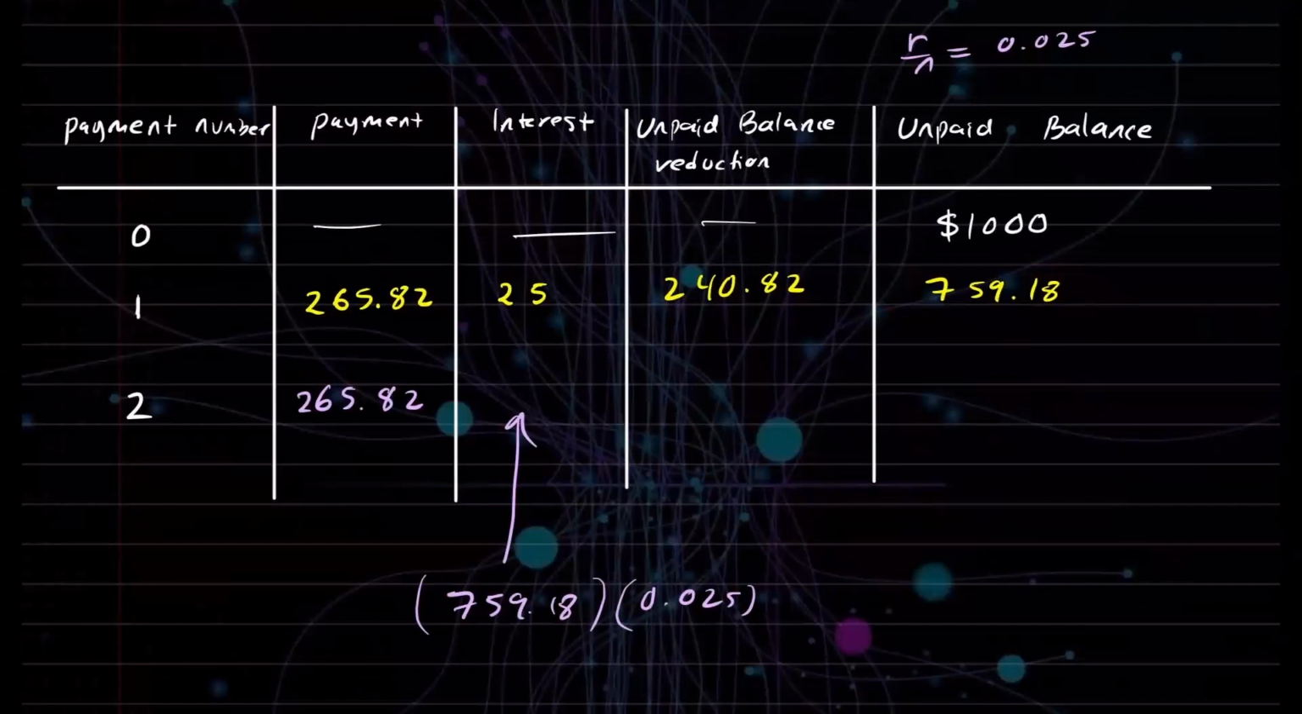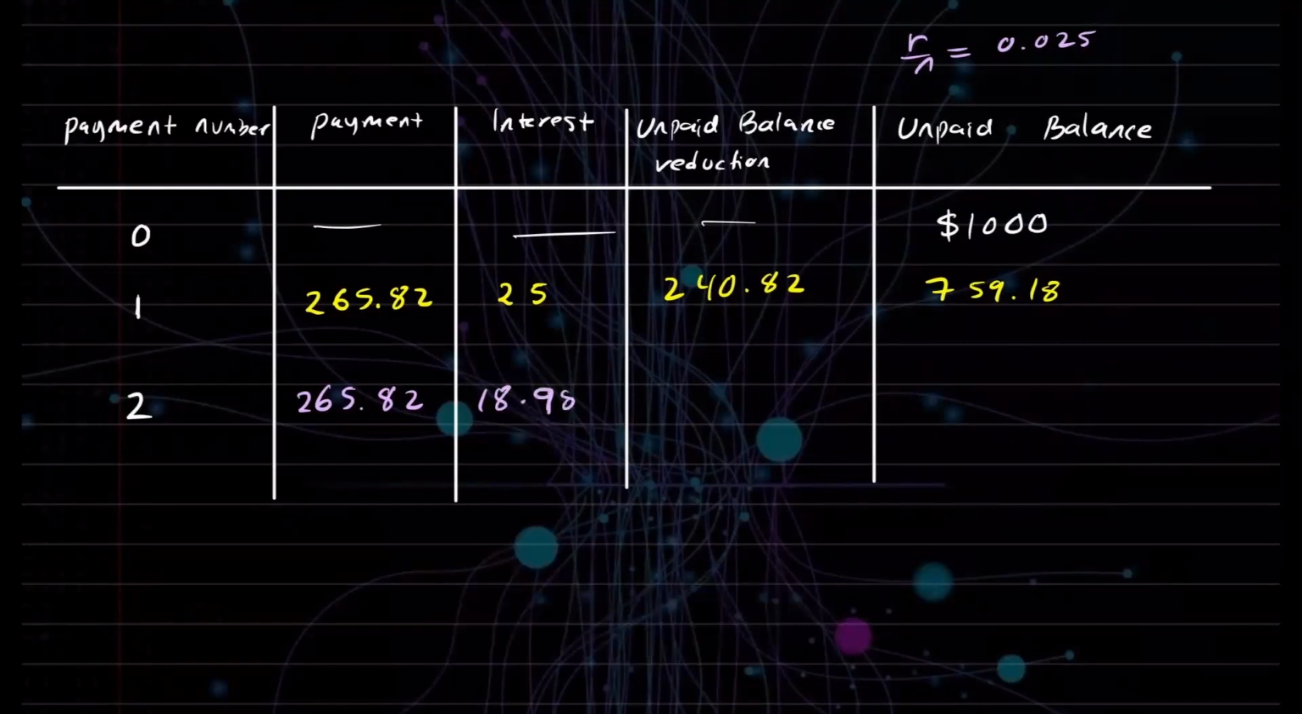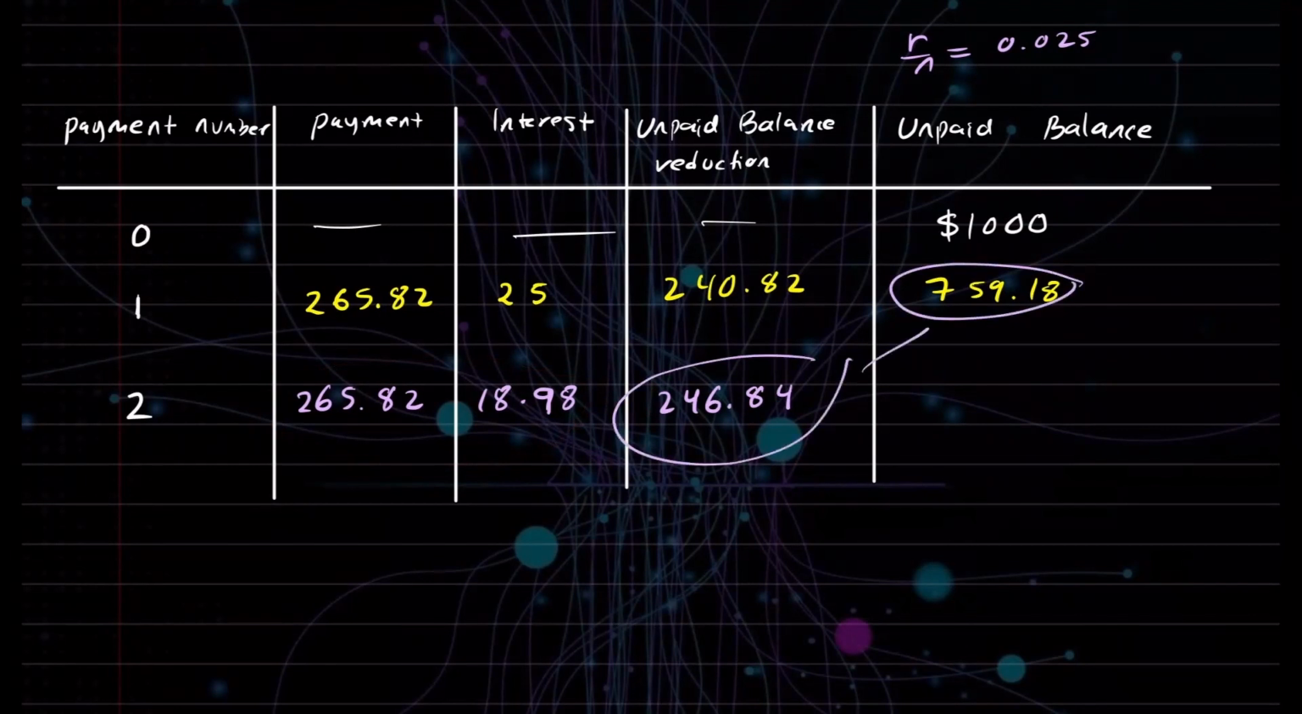So as you can see, the interest amount starts to go down. You start off 25. Now the next payment is 18.98 cents. Okay, that means the unpaid balance reduction. So now we're going to subtract these numbers to get the number here. So we do 265.82 minus 18.98. You'll get 246.84 cents.